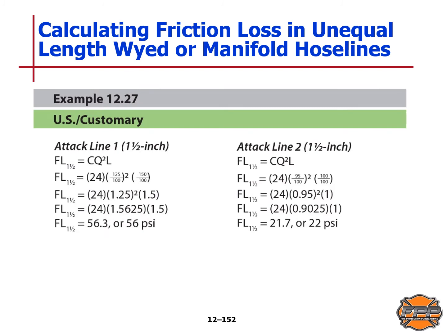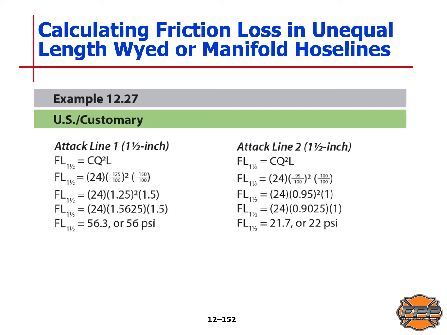Now let's look at calculating friction loss in unequal length, wye or manifold hose lines. First, let's look at example 12.27 from your book. Attack line 1, which is 1.5 inches. So you have friction loss 1.5 equals CQ squared L. If you notice, no matter what the size of the attack line, the formula CQ squared L is always the same. So advancing to the second line, we have friction loss 1.5 equals 24, which is our coefficient from our table, times 125 divided by 100, which is our flow rate divided by 100, squared, times 150 divided by 100, which is hose length divided by 100.